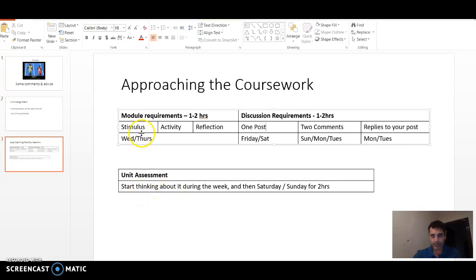And then, that's your normal week going on there. And the unit assessment is at the end of every unit. I would start thinking about that during the week, start making some notes and some ideas about it, and then hit it hard on the weekend, Saturday, Sunday, for about 2 hours or so. Sometimes it's going to take you a bit longer than that. Sometimes it might not take you as long as that. But that's how you can get the rhythm of the course going, right? So start your requirements Wednesday, Thursday, then start doing your work here on the weekend. That's how I would recommend doing it.